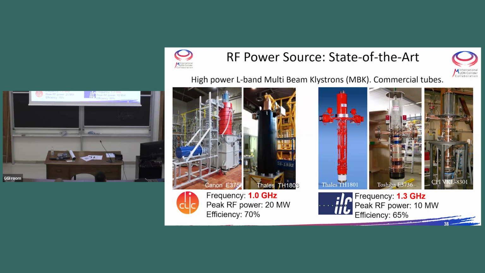There's an additional inefficiency from the modulator, but what you have to do is first you take the energy from the grid, you store it locally, and then you feed the klystron for the short pulse. But this is an additional, maybe here, 10% loss compared to that.